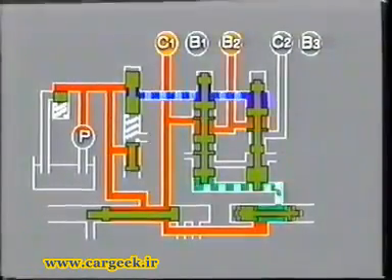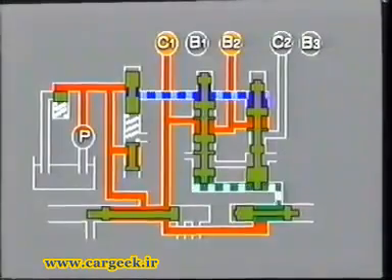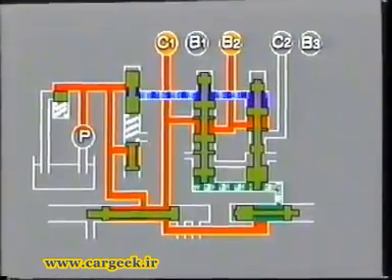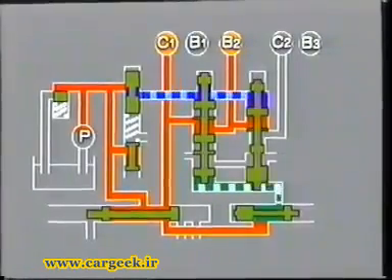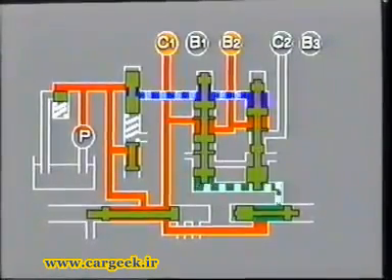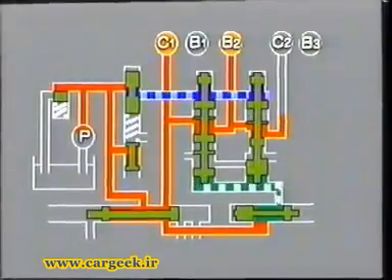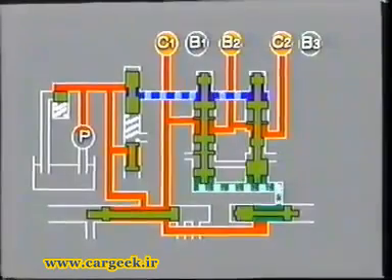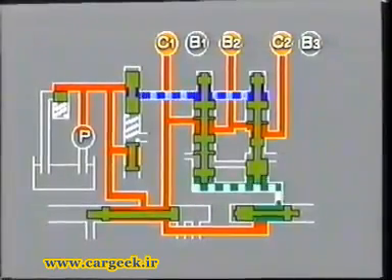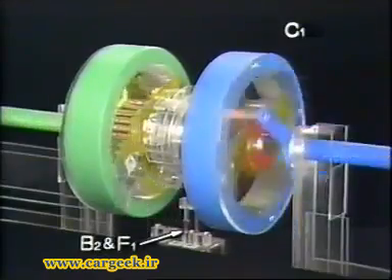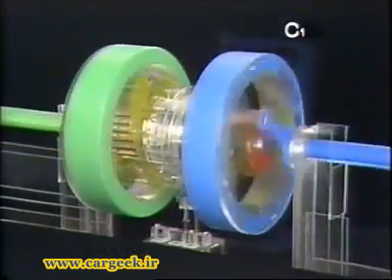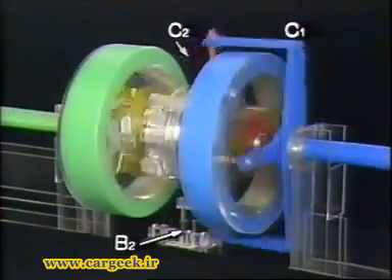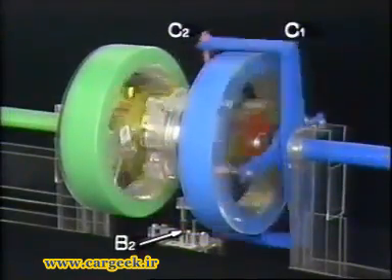As the vehicle's speed increases further, the governor pressure also increases, and pushes the 2-3 shift valve upward. As the 2-3 shift valve is pushed up, it opens up another fluid passage to clutch C2. When clutch C2 is actuated, the input shaft is connected to the sun gear.